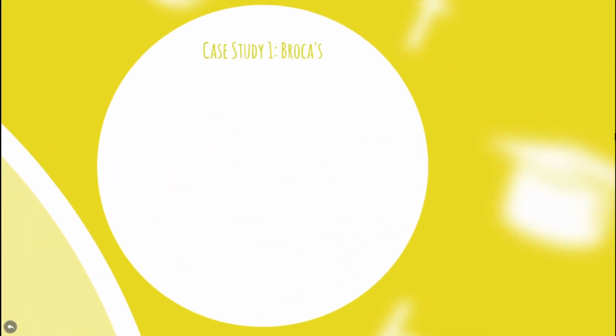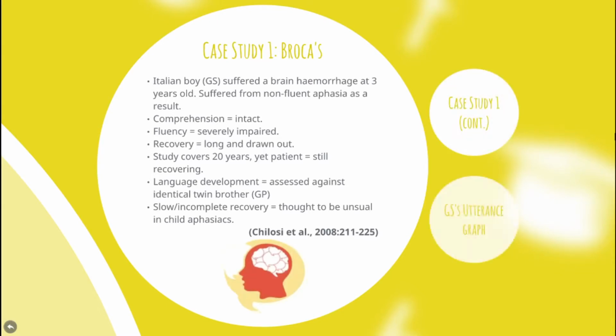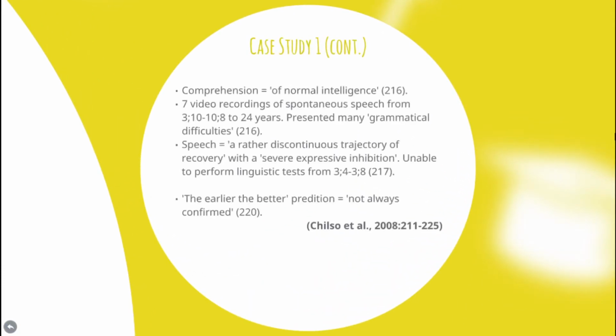The first child we look at is an Italian boy, referred to as GS. He acquired non-fluent aphasia as a result of brain damage at 3 years old. Like most Broca's aphasiacs, his comprehension remained intact, but his fluency, amongst other things, was severely impaired. What is unusual about this study is that his recovery process was long and drawn out, and even after 20 years, he is still suffering the ramifications of his traumatic brain injury. This challenges the consensus that children have speedy, more complete recoveries than adult patients of the same language deficit. The study compared his progress to his twin brother, GP, as this was thought to demonstrate best how GS ought to have been performing. Over the course of 20 years, the patient was videoed 7 times.